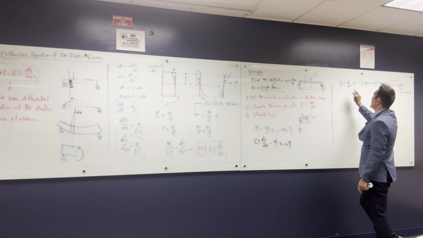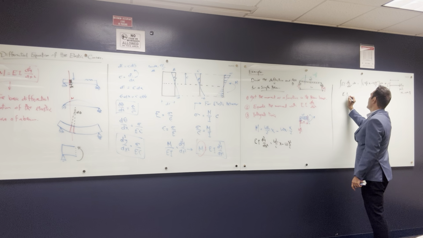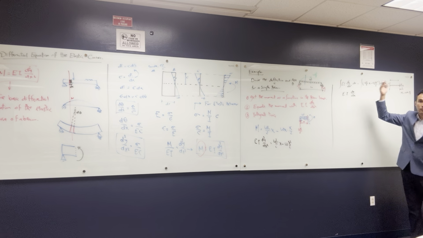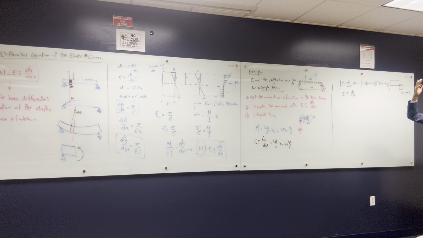If I integrate this with respect to x, it's going to be EI dy/dx. So this goes to the next degree, right? When I integrate EI d²y/dx², it's going to be dy/dx. If I integrate dy/dx, it's going to be y. If I integrate y, it's going to be y squared, y cubed. This is how we go up.